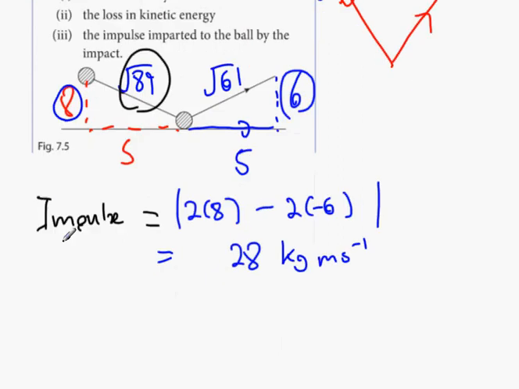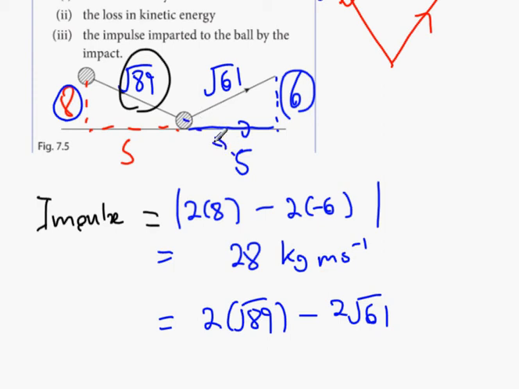Why didn't this work? Why didn't doing mass times root 89, so 2 times root 89 minus 2 times root 61, work? It's only the I component and the J component. It didn't take into account the change in direction. It was still going in the same direction, and it slowed down to root 61. It's not a complete change in direction. That takes a bigger amount of impulse. So, long story short, what we've learned here is to isolate the components when you're doing impulse.